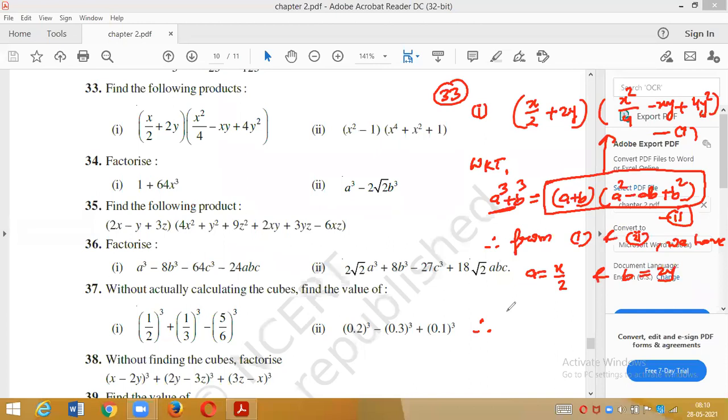Therefore we can write (x by 2 plus 2y) times (x square by 4 minus xy plus 4y square) will be equal to what? a cube plus b cube, where a is x by 2 whole cube plus b is 2y whole cube. Therefore the answer is (x by 2) whole cube plus (2y) whole cube. Is it clear? Yes, sir. Similarly, you can solve the second one. Okay, second one is homework.